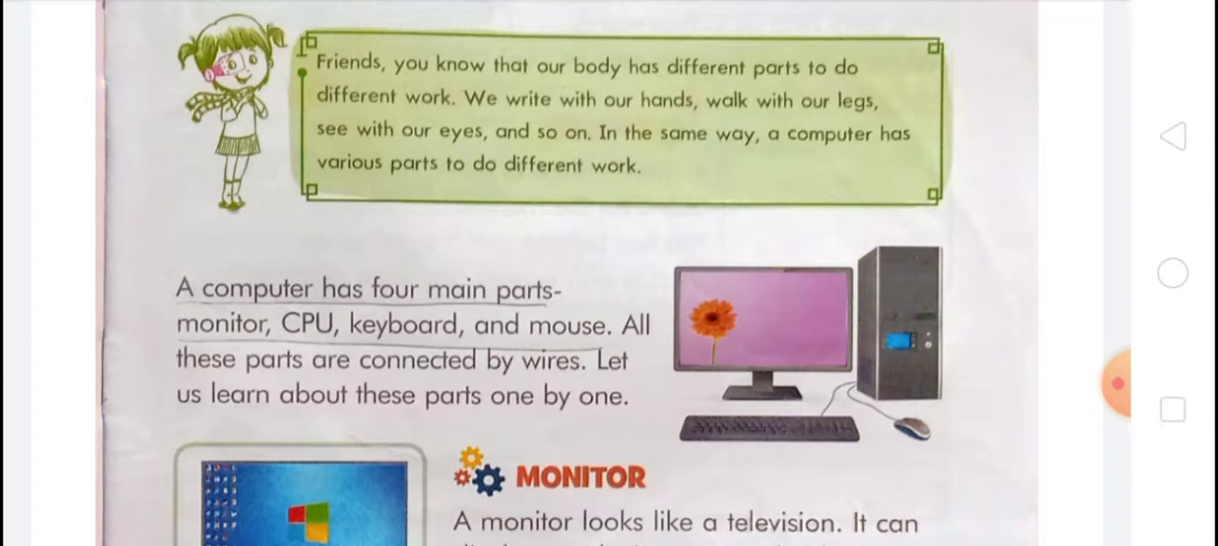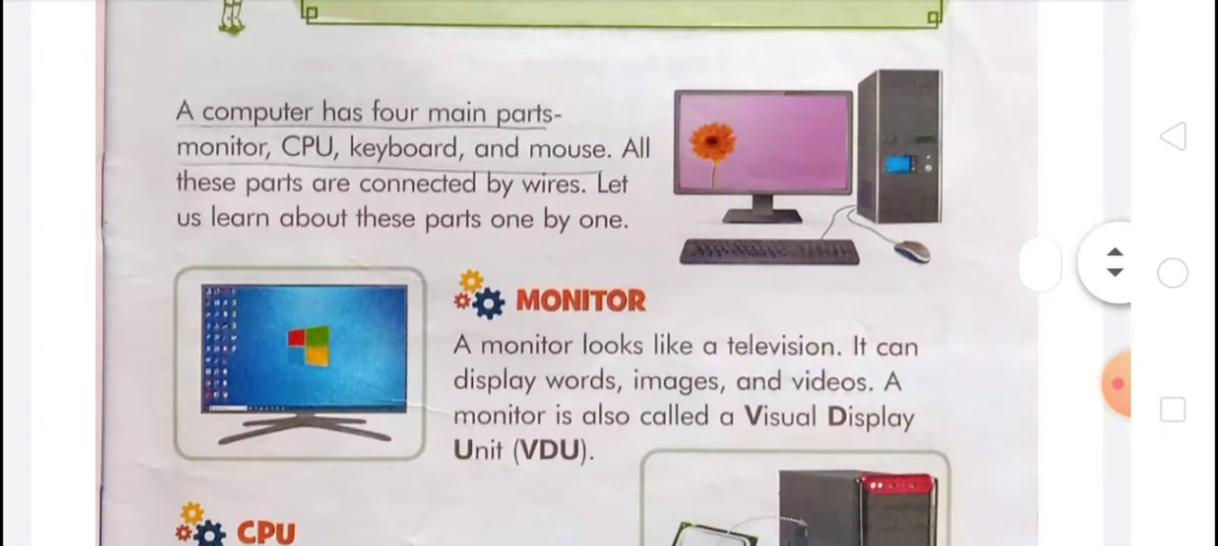Let's start. First there is the monitor. A monitor looks like a television. It can display words, images, and videos. A monitor is also called a visual display unit.